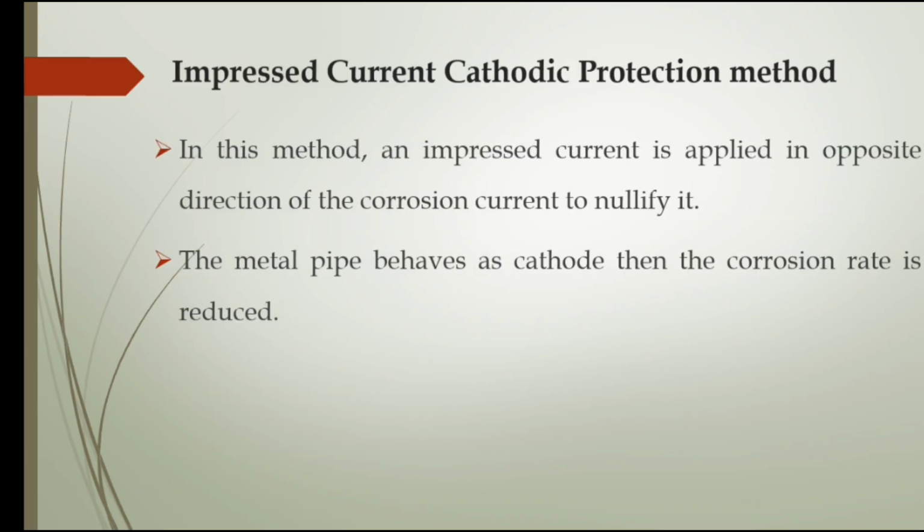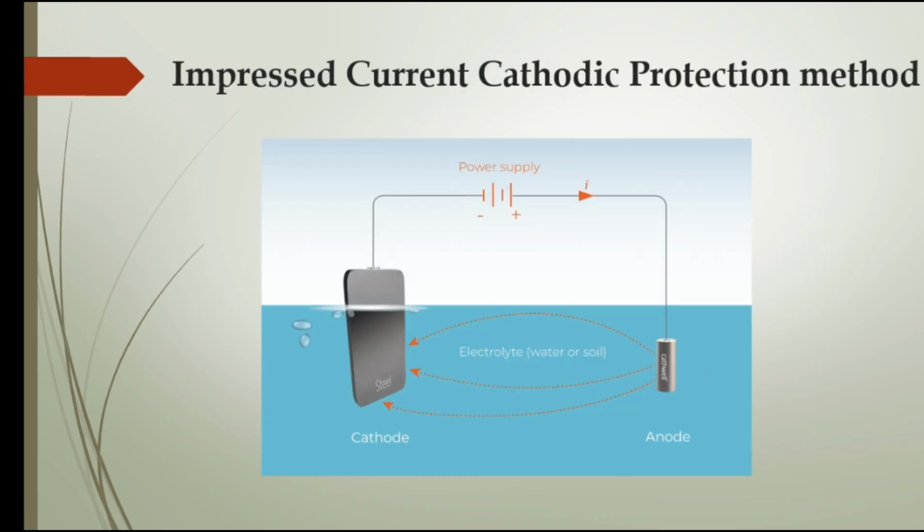The second method is impressed current cathodic protection method. In this method, an impressed current is applied in opposite direction of the current to nullify it. We are applying impressed current in opposite direction of the corrosion current to nullify it. The metal pipe behaves as cathode, then the corrosion rate is reduced.